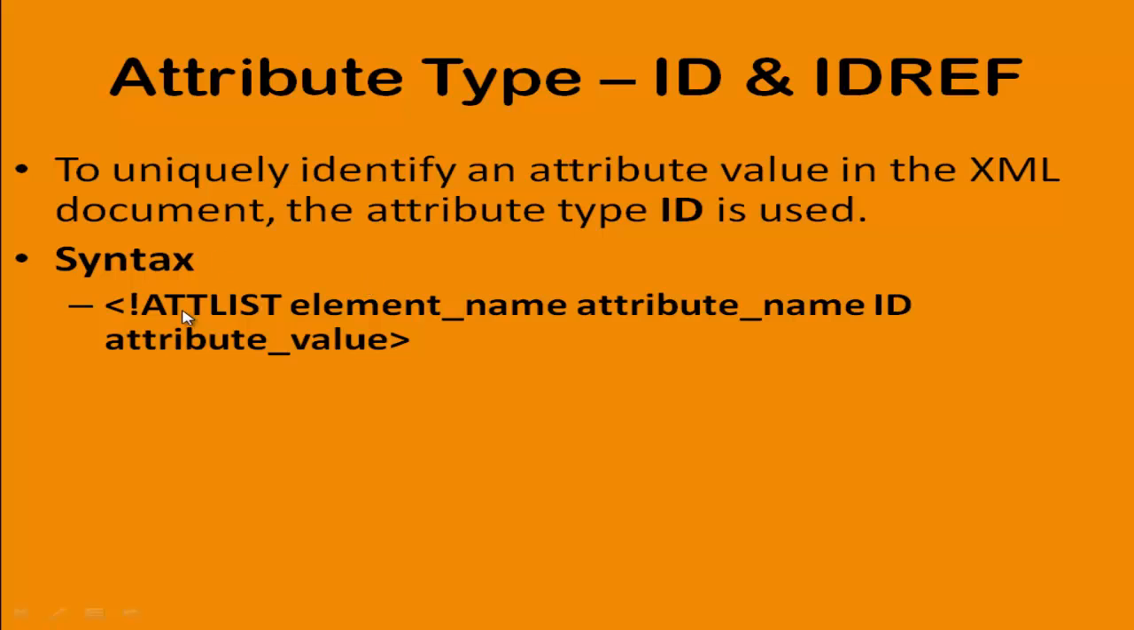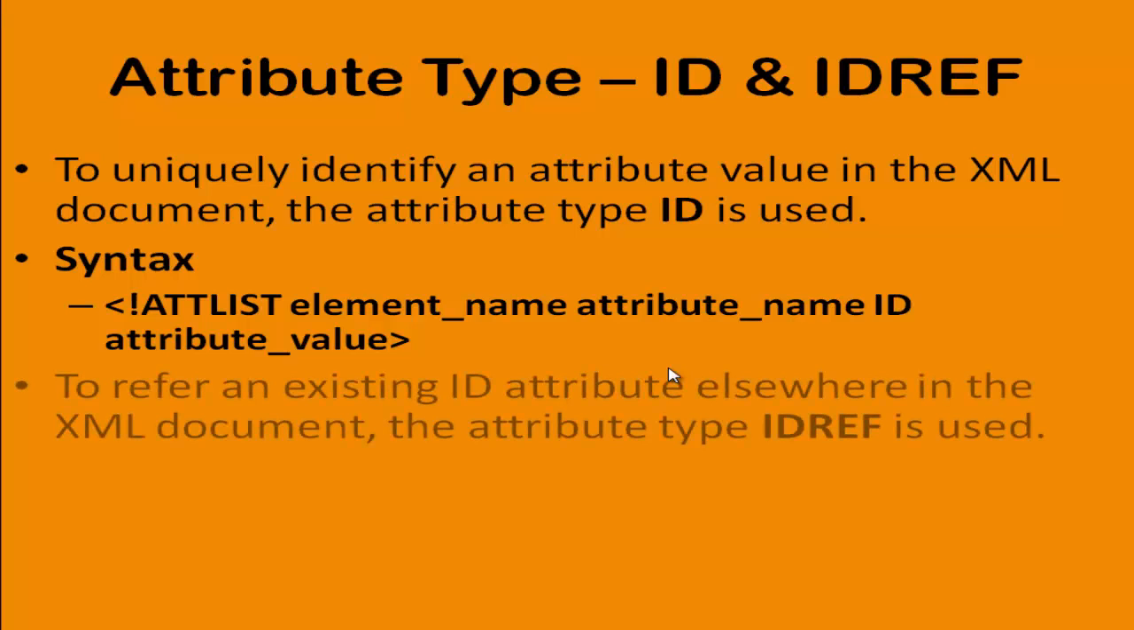To start with, ATTLIST is a keyword, followed by the element name. Afterwards we specify the attribute name, and after specifying the attribute name, you specify the ID attribute type. As we have seen in our previous example, we specified CDATA. So in place of CDATA, you can specify the ID attribute type. This particular ID attribute type uniquely identifies an attribute value in the whole XML document.